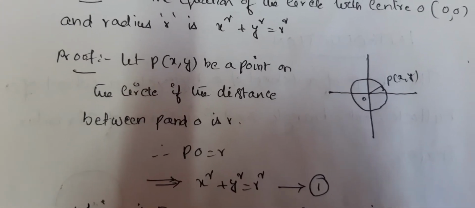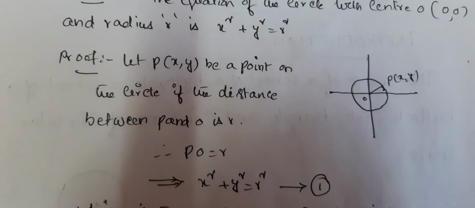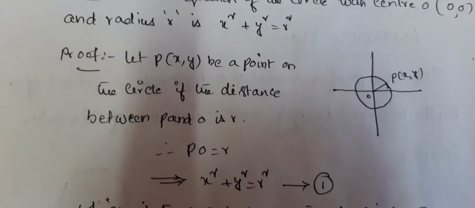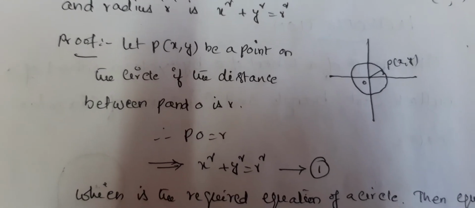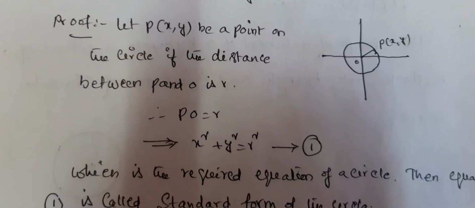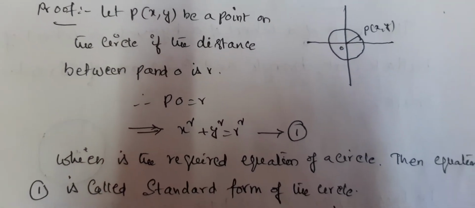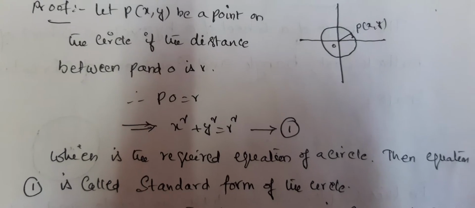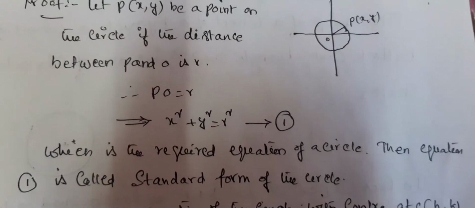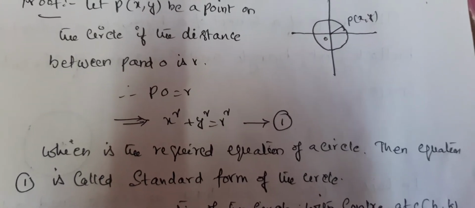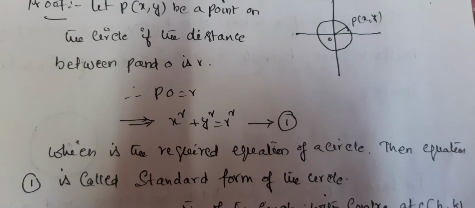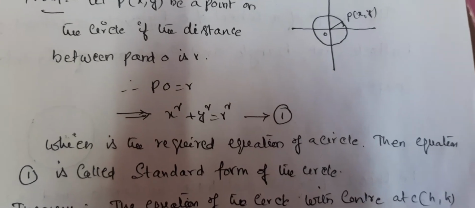So PO, the distance between the two points (0, 0) and (x, y), is the square root of x square plus y square. Therefore x square plus y square is equal to r square. That is equation 1, which is the required equation of a circle. Equation 1 is called the standard form of the circle: x square plus y square is equal to r square.